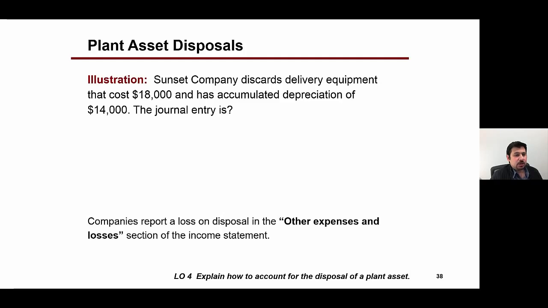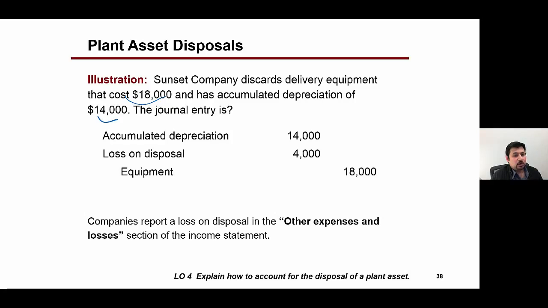Sunset Company discards delivery equipment that costs 18,000 and has accumulated depreciation of 14,000. What is the journal entry here? The journal entry will always be a debit to accumulated depreciation, but here the value was 14,000 and the cost was 18,000. So it will be a debit to accumulated depreciation of 14,000, and the company will credit the cost, 18,000, and the difference between the two will be debited to loss on disposal.